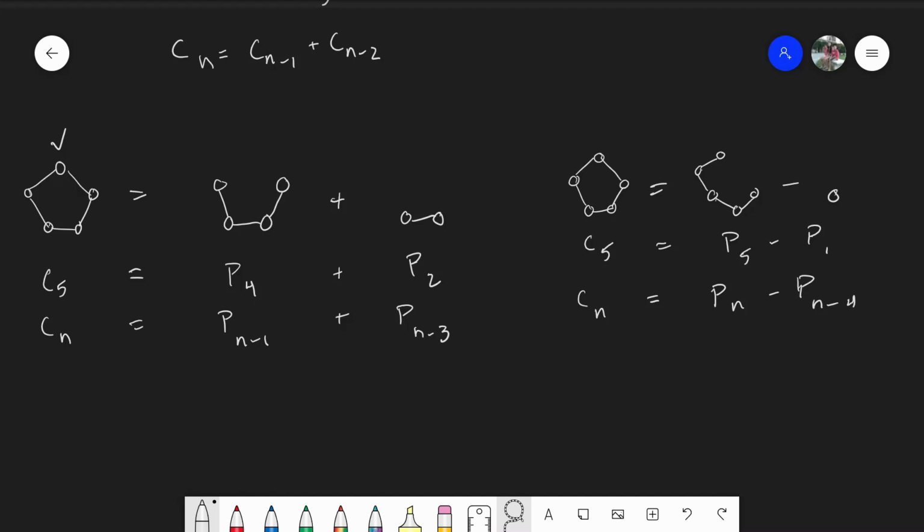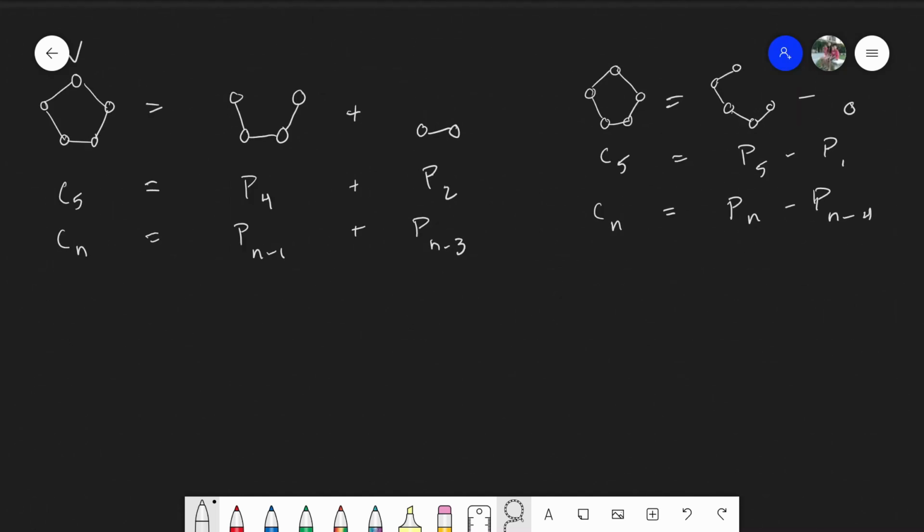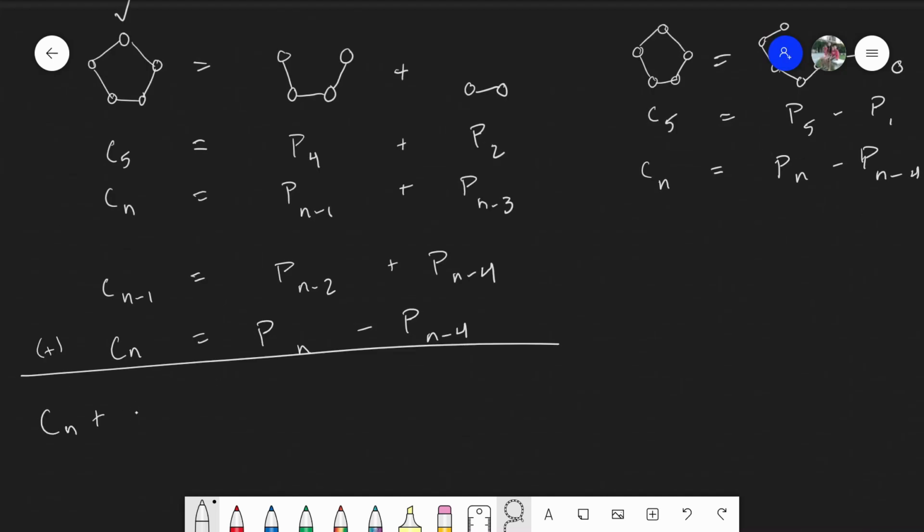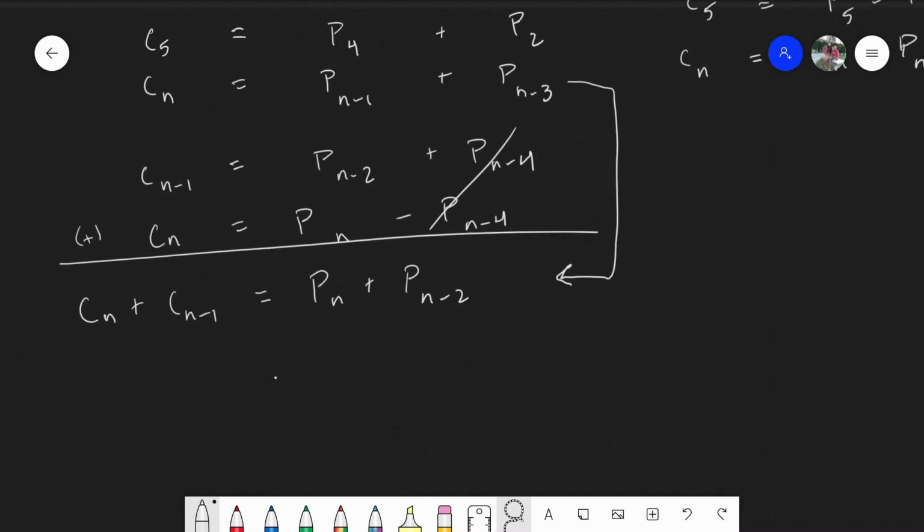Okay, now we combine these two equations in a way that leads us to the recursive relationship for the Lucas numbers. So the first thing I'm going to do is shift the index of the first equation to Cn minus 1. And then I'm going to add the second equation in here. So I'm going to add these two equations together. So now I have that Cn plus Cn minus 1 is equal to Pn plus Pn minus 2. And of course, we know from the first equation that this is simply equal to Cn plus 1. So Cn plus 1 is equal to the sum of the previous two cyclographs. So now we have our recursive relationship.